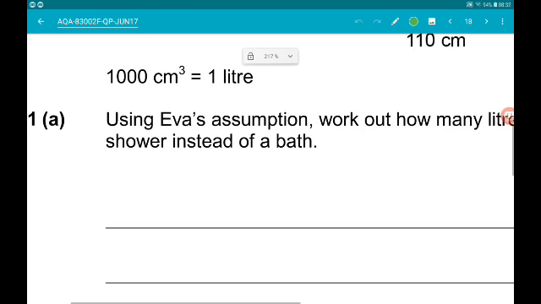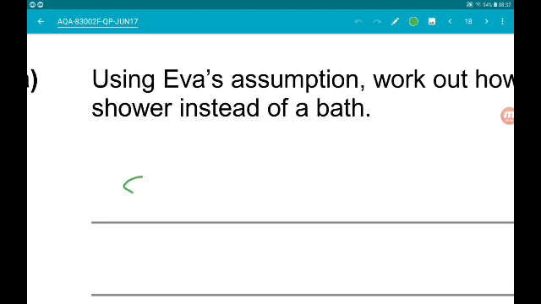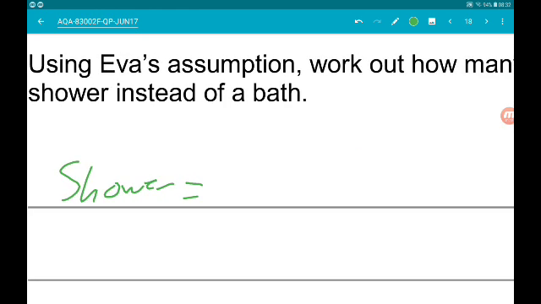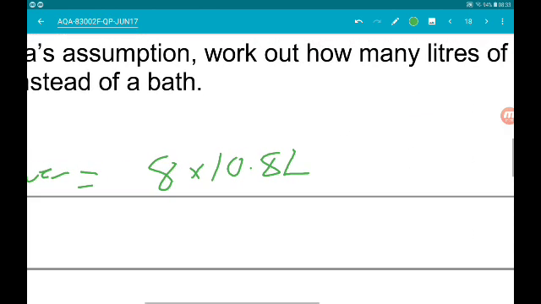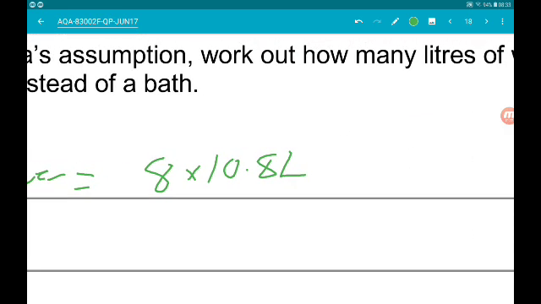Okay, so for her shower, we know it uses 10.8 litres per minute and lasts 8 minutes. So to work out the volume of water used, we do 8 times 10.8 litres, and that's going to give us 86.4 litres using our shower.